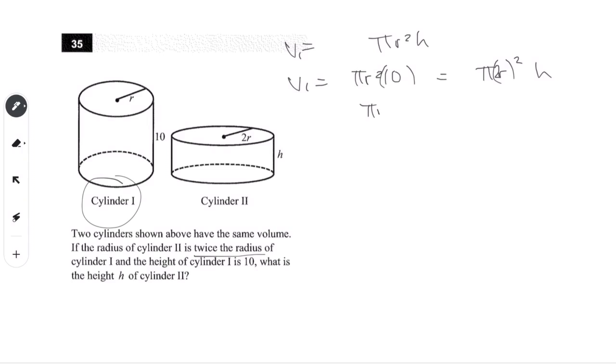So pi r squared times 10 is equal to pi times 4 r squared times h. Divide both sides by r squared, divide both sides by pi, we get 10 is equal to 4h. Now we can divide both sides by 4, and we get 2.5 is equal to h.